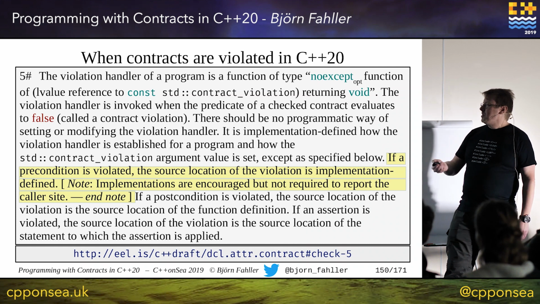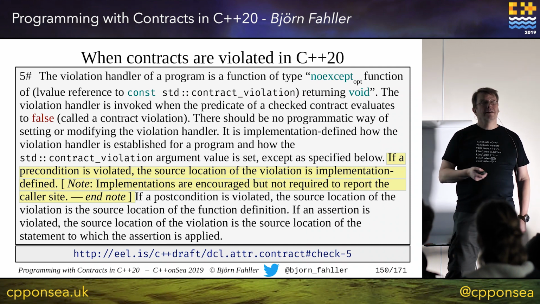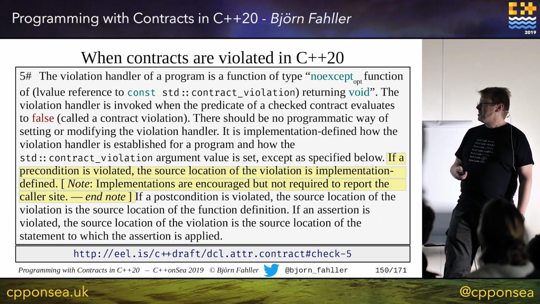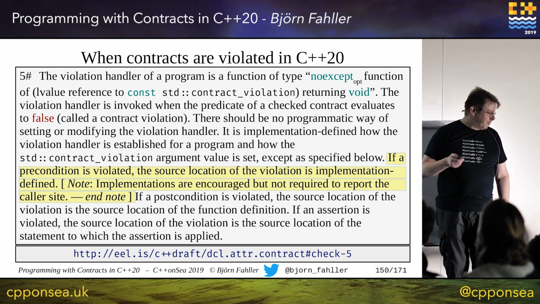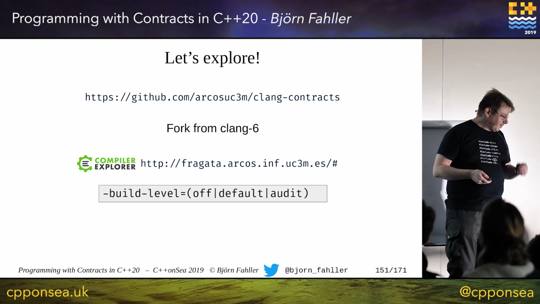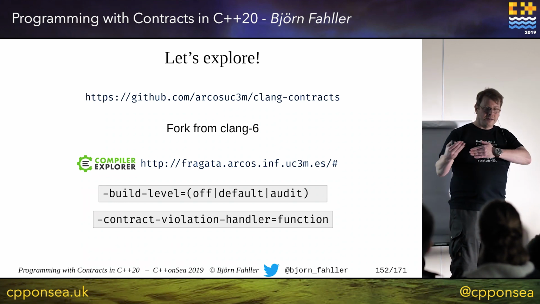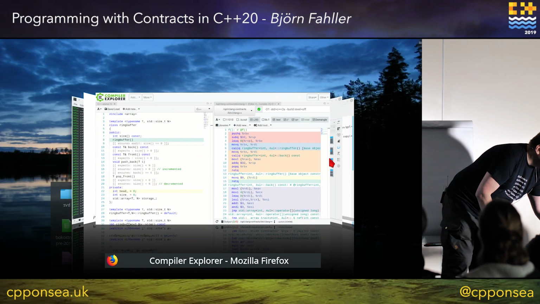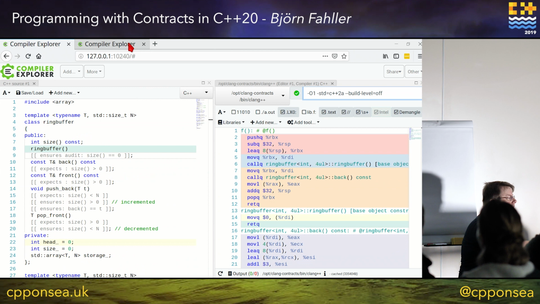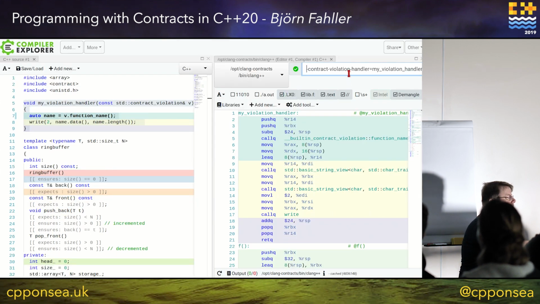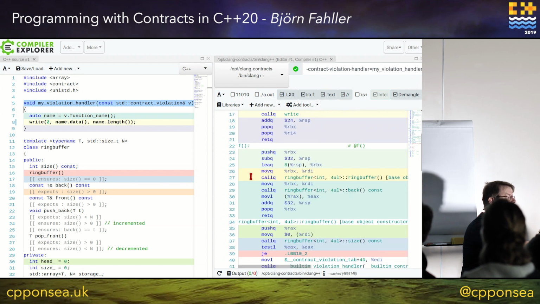If a precondition is violated, the source location of the violation is implementation defined. Again, implementations are encouraged but not required to report the caller site. So we can look at that. So we have a flag, say contract violation handler is this function. I have here my own violation handler function that I set as a parameter to the compiler, so we can see the code generated for it.